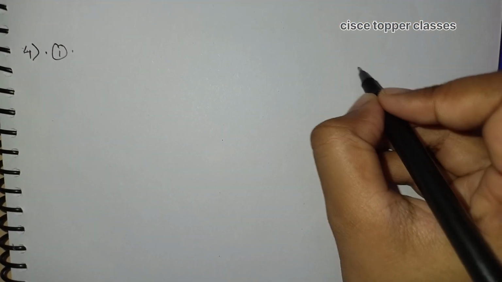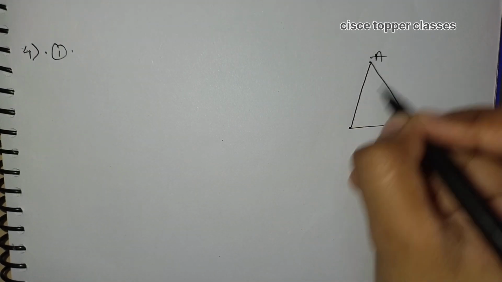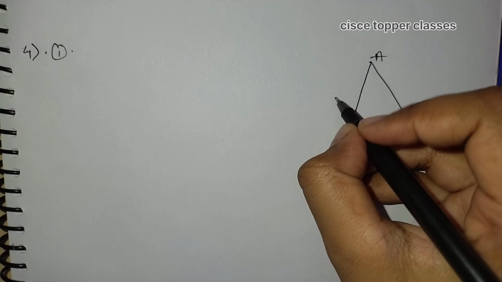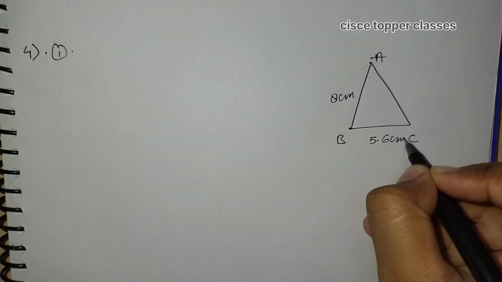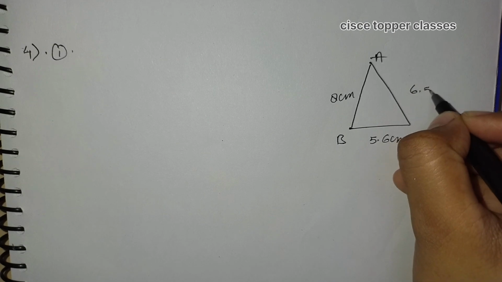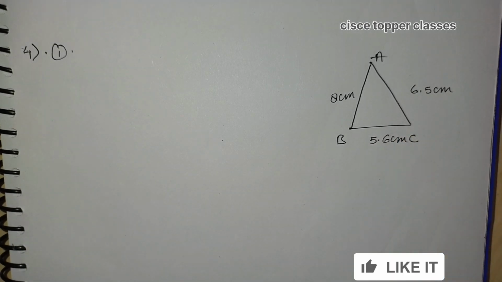Now let us solve the fourth question, first part. So in this it is given that triangle ABC, let it be this triangle ABC, where AB is equal to 8 centimeter, BC is equal to 5.6 centimeter and CA is equal to 6.5 centimeter. So we have to find what is the greatest angle.